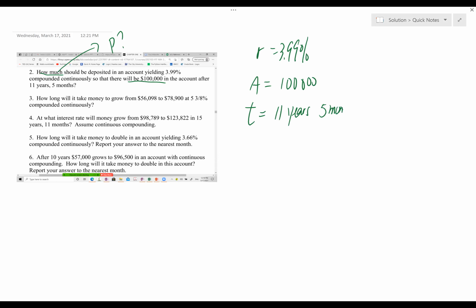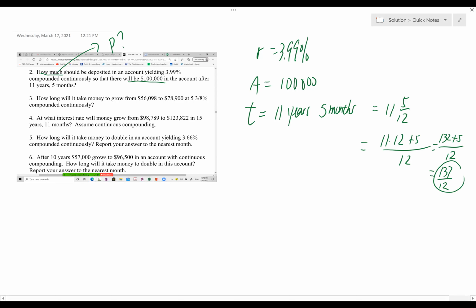Typically, we will turn that into a fraction. So it's 11 and 5 over 12. Now, the next thing is to turn it into an improper fraction. 11 times 12 is 132, and 132 plus 5 over 12. So 132 adding 5 is 137. Now once you know all three of them, then we'll be able to solve for P.